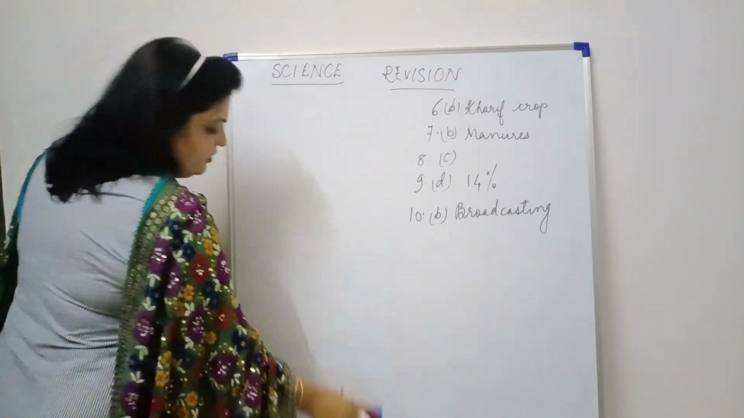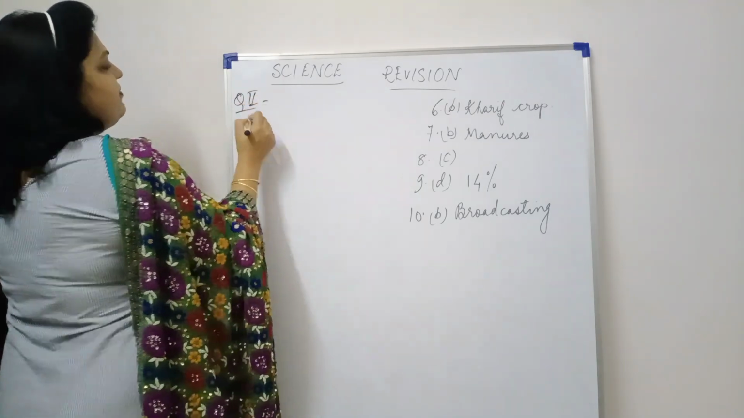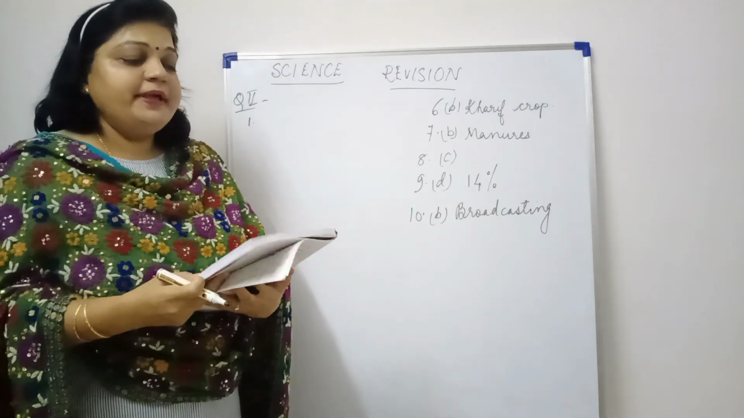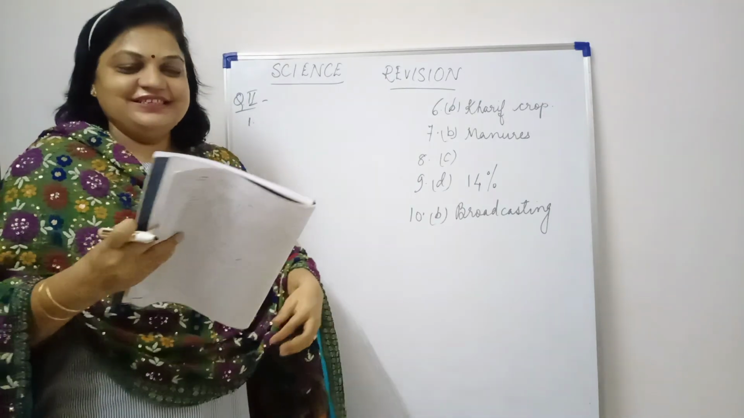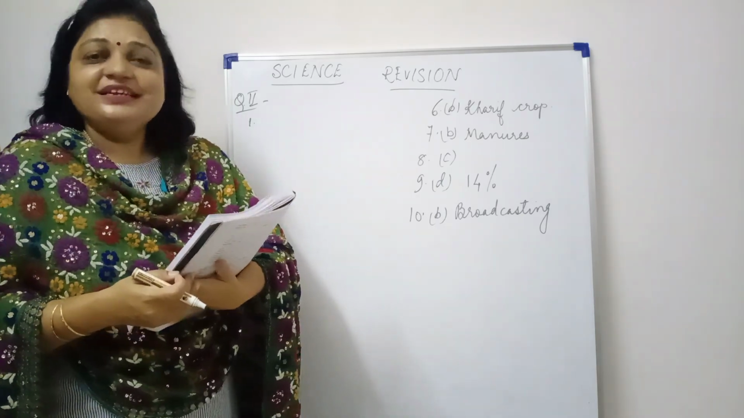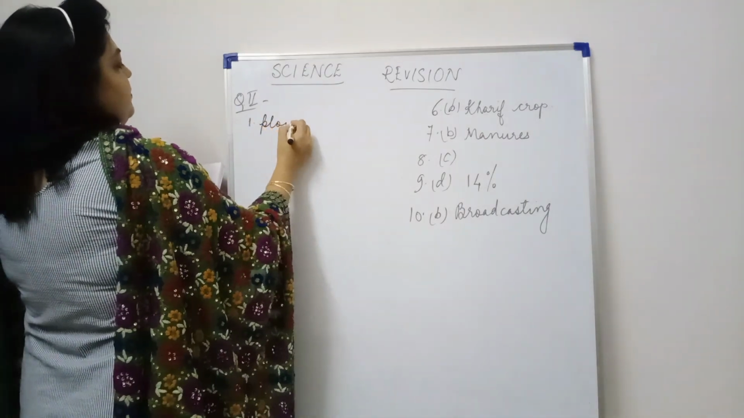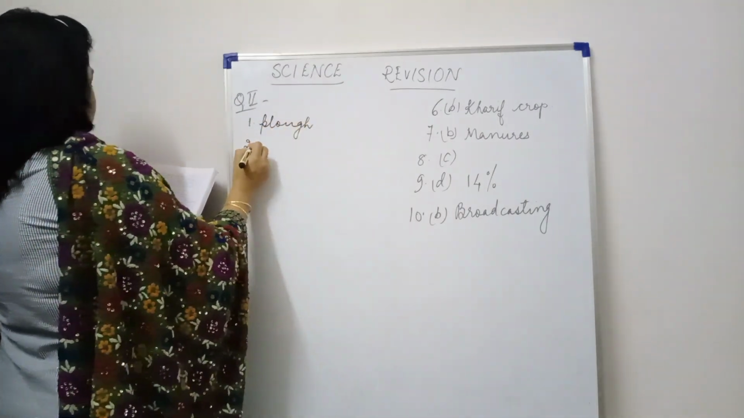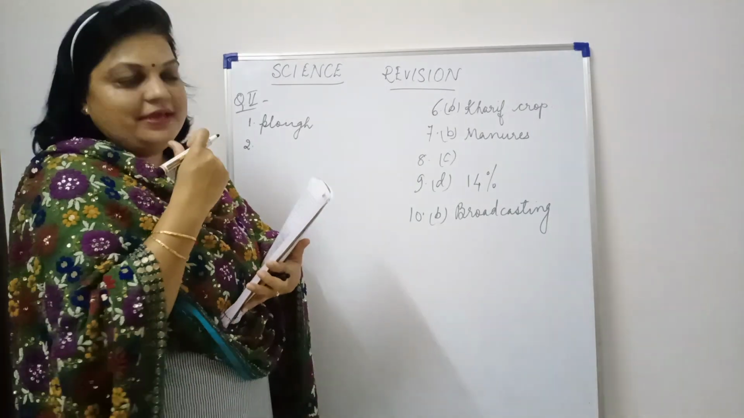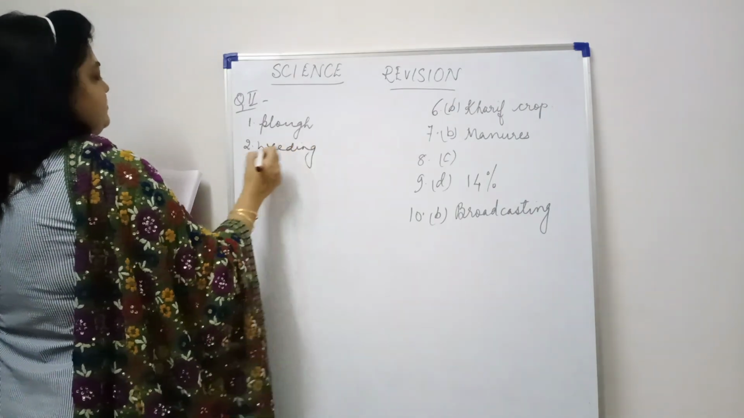So we switch over now to question number 2, fill in the blanks. Number 1. The implement used to turn over and break up the soil is called, yes, with what they turn over and break up the soil, it is known as plow. So the first answer is plow. Second answer, the removal of unwanted plants from the field is called weeding. Unwanted plants, they are removed, that is weeding.